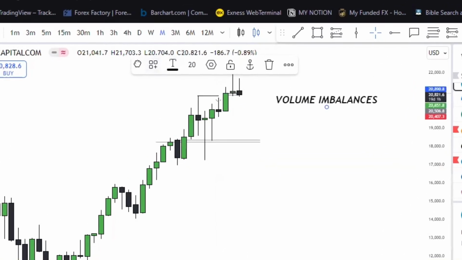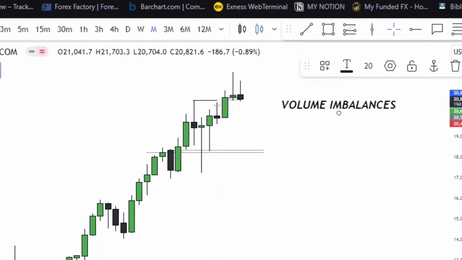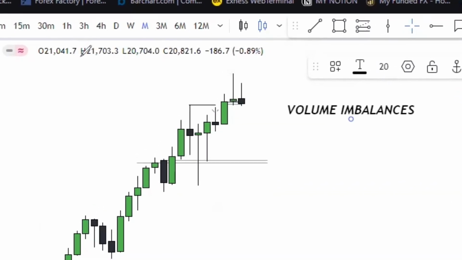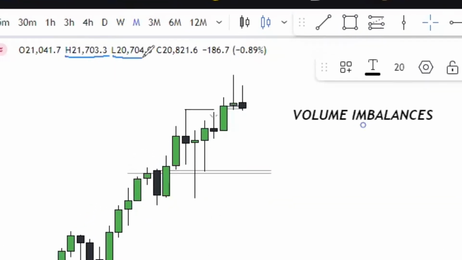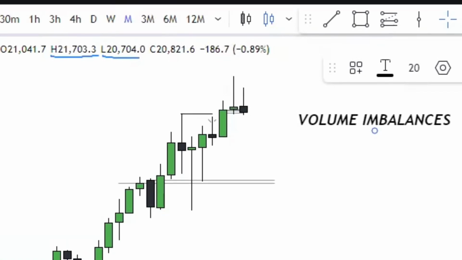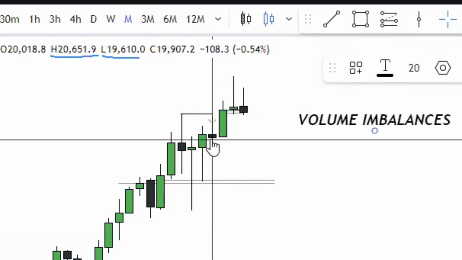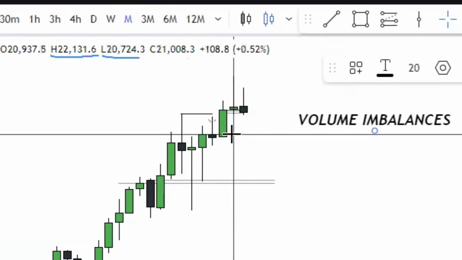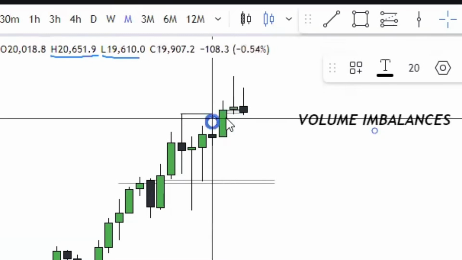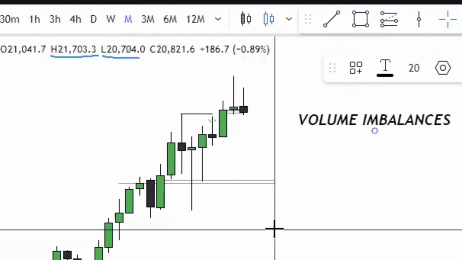You can look at this level, the H level and the L level. So I'm going to put my cursor on this candle. This candle, the high is what? 20,651.9, right? And the low of this candle is 20,724. So there is a tiny fair value gap there, right? There's a tiny fair value gap there.